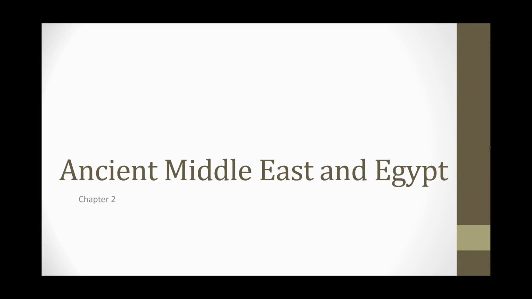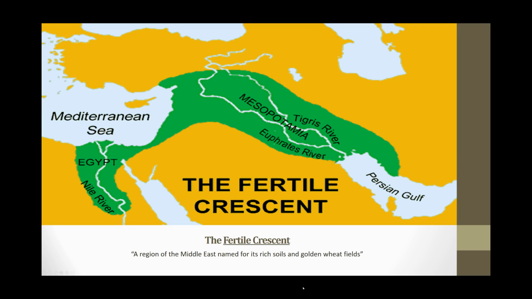Hello, welcome to what is going to be the start of our Chapter 2 material. Chapter 2 talks about two different civilizations, those found in Mesopotamia, that is in the ancient Middle East, and also the civilization found in Egypt. Now we will split Chapter 2 into two separate tests, two separate units. But both of them deal with a region of the world which we refer to as the Fertile Crescent.